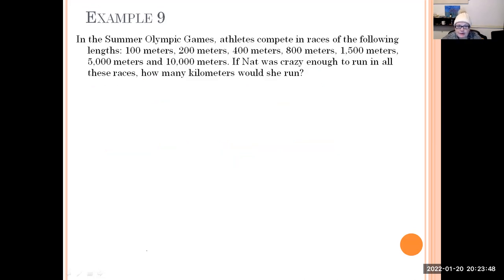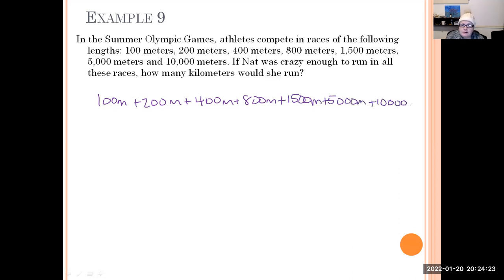In the Summer Olympic Games, athletes compete in races in the following lengths. And I remember with this one, Nat's crazy enough to run the whole darn thing. So we're going to add up the 100, 200, 400, 800, 1500, 5,000, and the 10,000 to see how many meters she ran in total. So 100 meters plus 200 meters plus 400 meters plus 800 meters plus 1,500 meters plus 5,000 meters plus 10,000 meters. When you add all those up on the calculator, you get 18,000 meters.